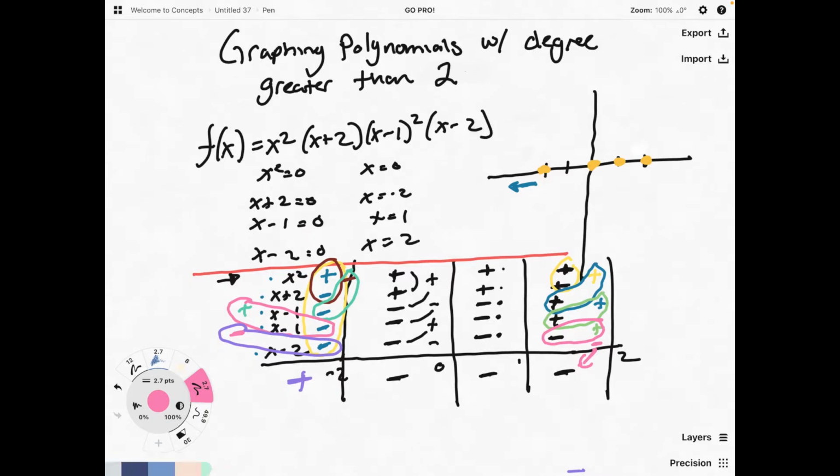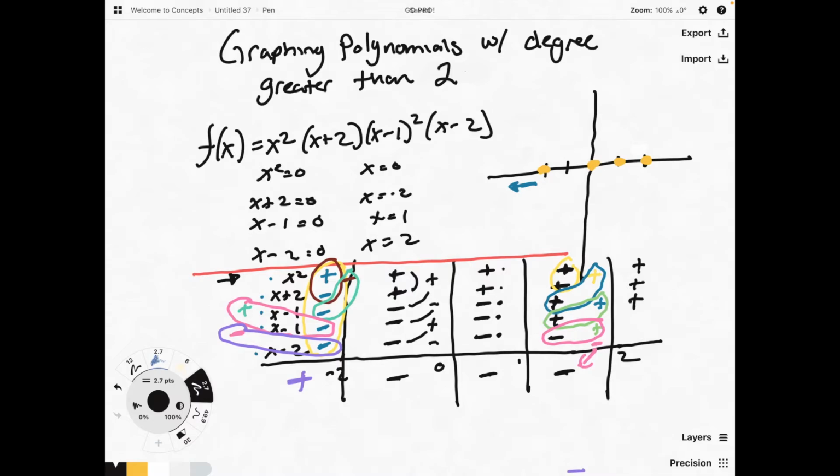The last thing we need to do is all values that are greater than 2. And so in this case, we're going to choose 3 because it's a value that's greater than 2, and we're going to do the exact same thing. We're going to plug 3 into our values to see what we get. 3 into x squared is going to give us 3 times 3, that's 9, that's positive. We do x plus 2, plug in a 3, it's going to be 3 plus 2, that's going to be a positive because that's 5. Then we do x minus 1, plug in a 3, that's 3 minus 1, that's going to be a 2, which is positive. We have the multiplicity, so it's going to be positive.